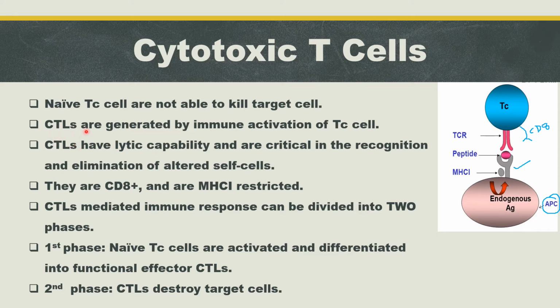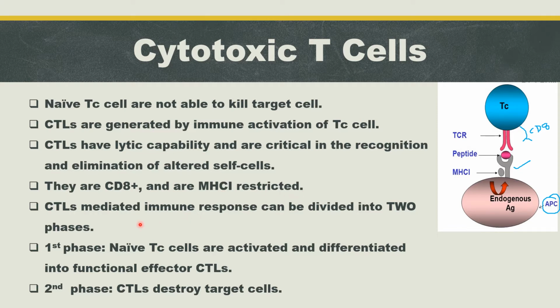Cytotoxic T lymphocytes are generated by immune activation of TC cells. Cytotoxic T lymphocytes have lytic capability and are critical in the recognition and elimination of altered cells. Altered cell means virus infected or tumor cell. They are CD8 plus and are MHC1 restricted.